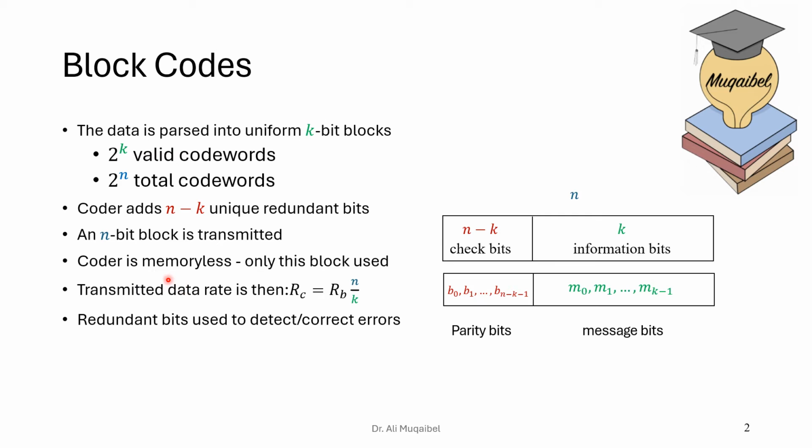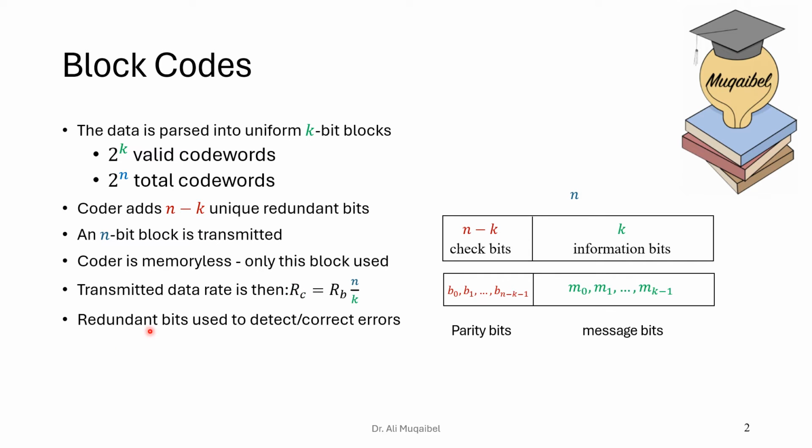The transmitted data rate is going to be higher than the original data rate. If we have R sub B, then we need now to transmit the same data at the new R sub C. C stands for the code. It is going to be more. R sub C is more than R sub B, and the ratio is n over k. For every k bits, we need to transmit n now. So this is the original required information rate, and here is the coded rate to maintain the same information.